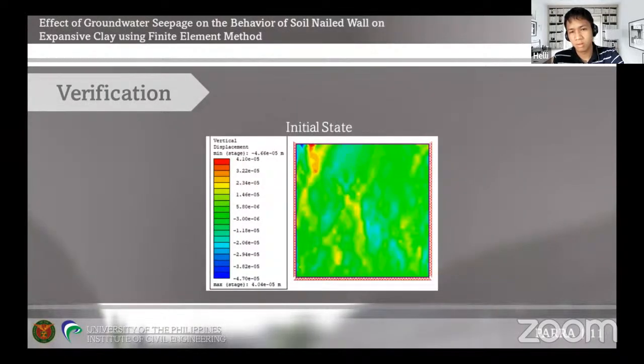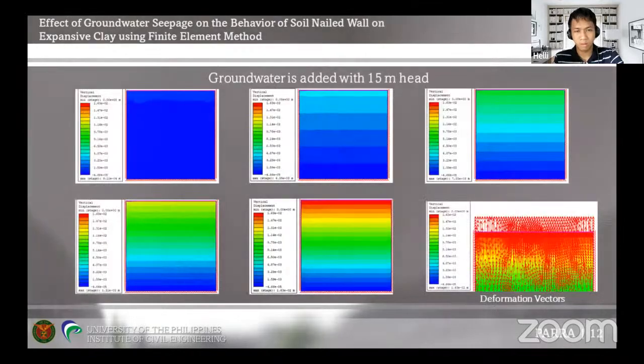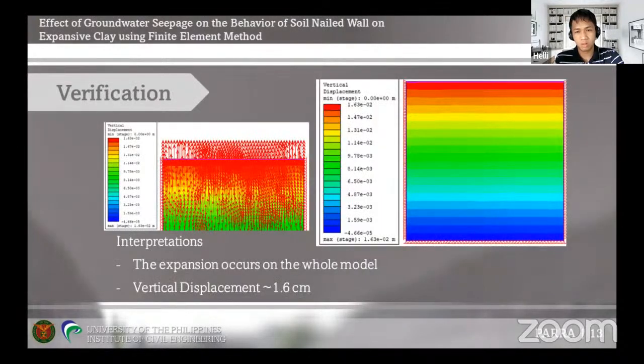This is the initial state of the soil where no significant displacement is observed, and upon the addition of groundwater, here are the results. These are stages of the result of the soil displacement. The last figure shows the deformation vectors of the soil. Based on this result, the expansion occurs on the whole model with the maximum vertical displacement of 1.6 cm.